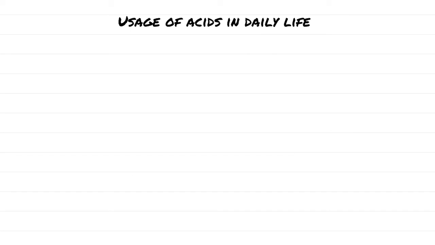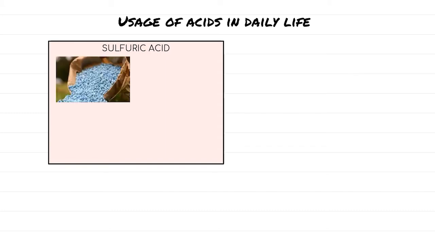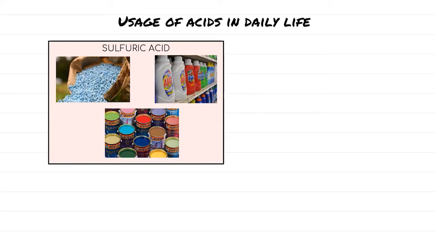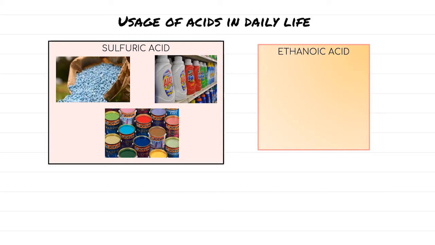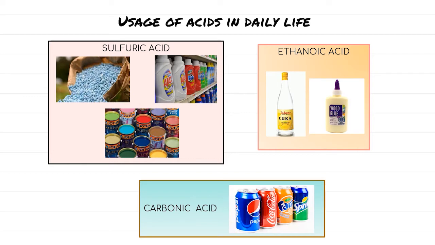Today we are going to look at the usage of acids in daily life. It has a lot of usage. For example, sulfuric acid is used in detergent and paint, ethanoic acid is used in vinegar and also glue, and carbonic acid we use in carbonated drinks.